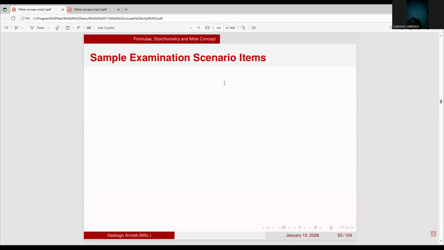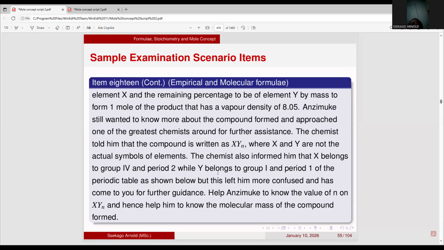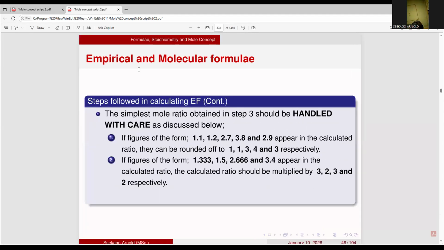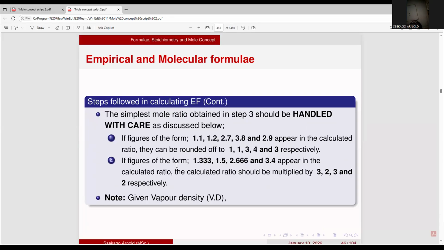The item says that, take note of this. 1 mole, it is here on line 2. 1 mole of the product has a vapor density of 8.05. Has a vapor density. Now we have vapor density. What did I say on vapor density? It is also here. This is the information on vapor density. From what I said earlier on, that note, given vapor density, how do we treat vapor density? Relative molecular mass is 2 times vapor density. So to get relative molecular mass, we multiply vapor density times 2. So vapor density times 2 gives relative molecular mass.